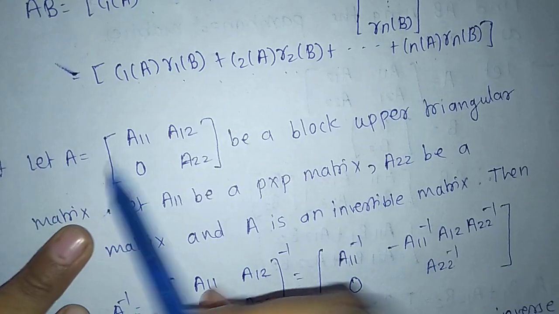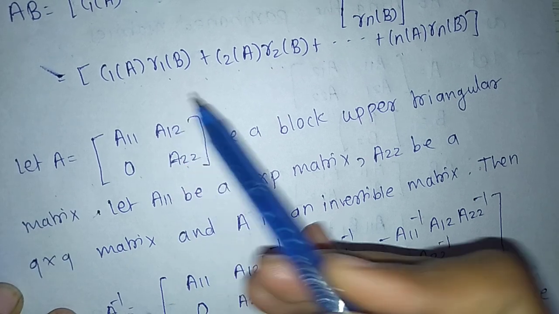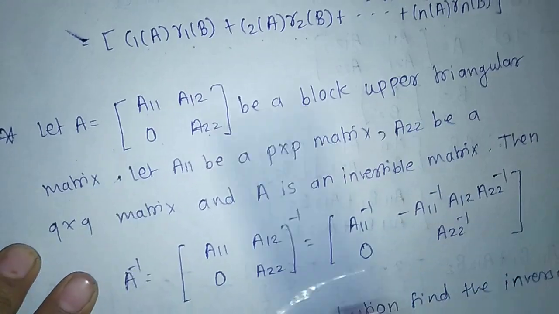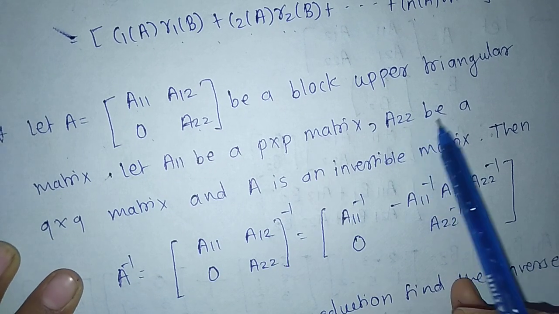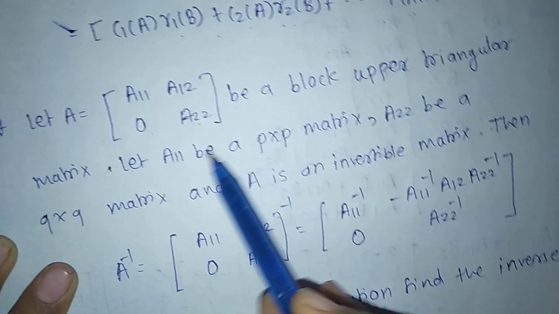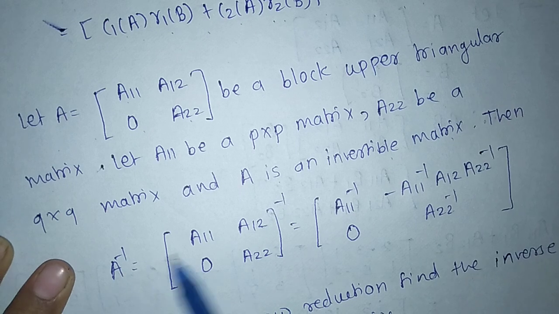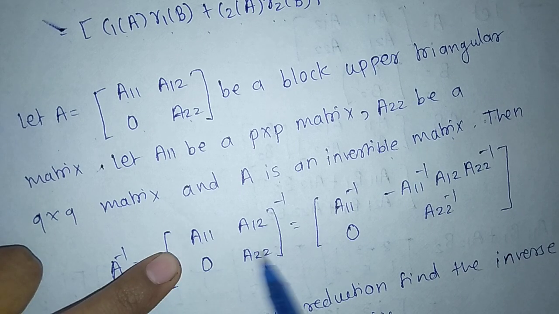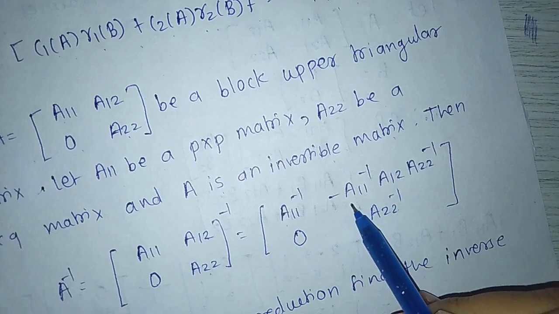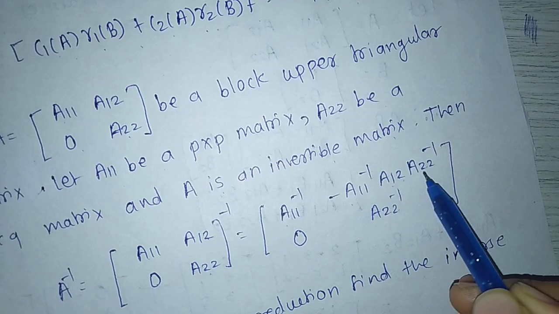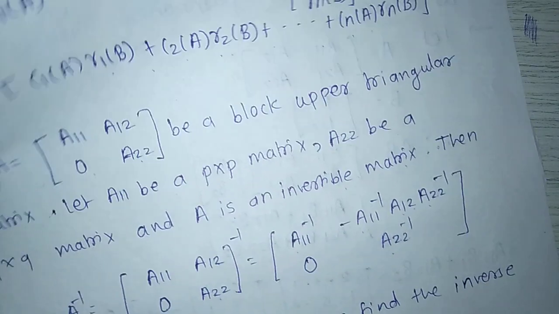Next, let A equal to 2 by 2 matrix A11, A12, 0, A22 be a block upper triangular matrix. Let A11 be a p by p matrix and A22 be a q by q matrix and A is an invertible matrix, then A inverse equal to A11 inverse minus A11 inverse into A12 into A22 inverse 0 A22 inverse.